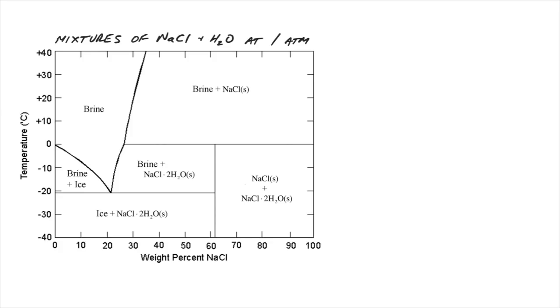To take us through a specific example, shown here is a binary phase diagram for mixtures of H2O and sodium chloride at 1 atmosphere. This diagram shows that under ambient conditions, around 20 degrees, sodium chloride and water can only exist as a single homogeneous liquid phase, called brine, at conditions up to about 30 weight percent NaCl.